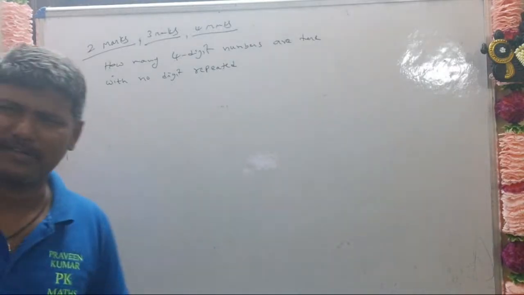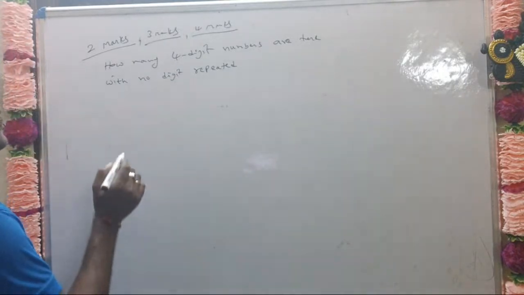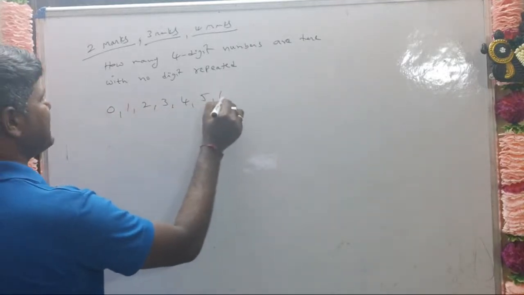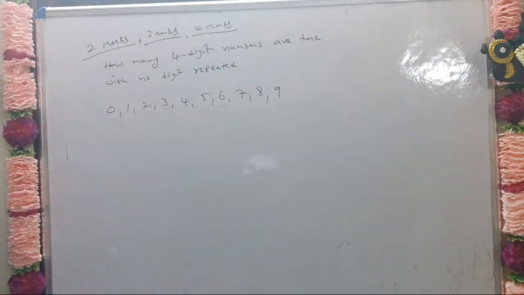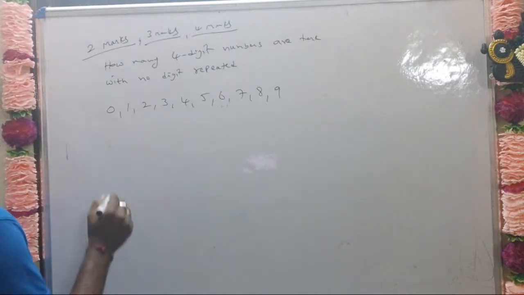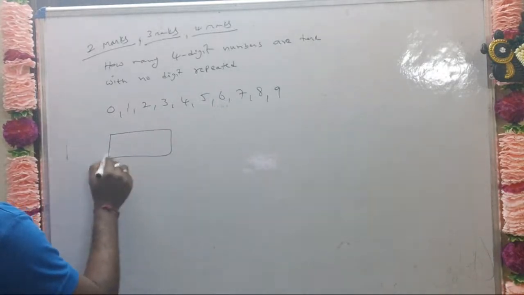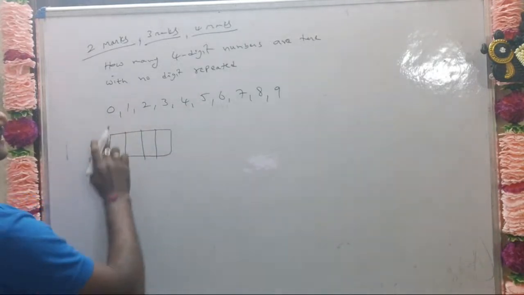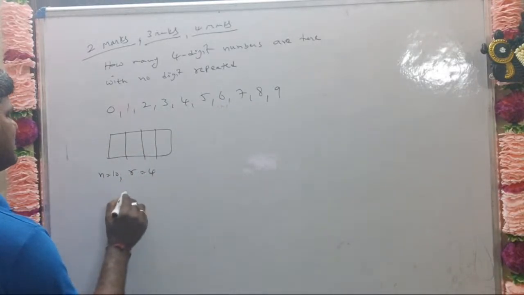How to solve this question? It's not very difficult, it's easy. But dear students, what are the given digits? 0, 1, 2, 3, 4, 5, 6, 7, 8, 9. This is not given in the question, but we need to consider. We want to form a 4-digit number with no digit repeated. Dear students, here 10 numbers are there, here 4 places are there. N is 10, R is 4. How many ways? NPR ways.